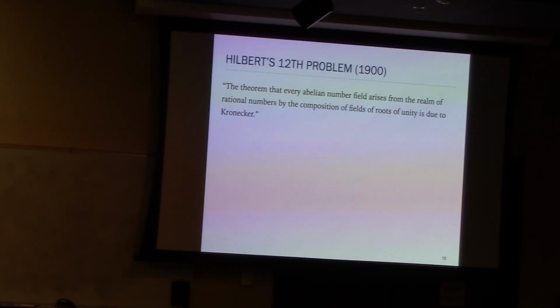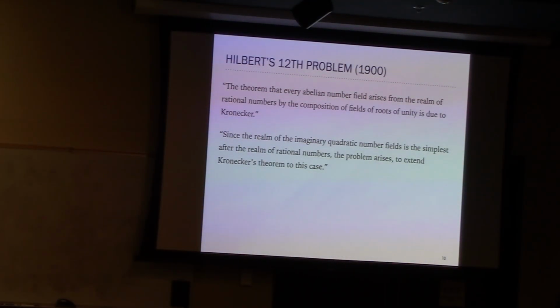He says, so these are some excerpts translated from German, very selectively chosen excerpts to kind of make the case for my talk today. "The theorem that every abelian number field arises from the realm of rational numbers by the composition of fields of roots of unity is due to Kronecker." So this is the Kronecker-Weber theorem that I said, that Q^ab is the union of Q adjoin zeta_n. Right? So he's saying, okay, we got this theorem, it was great.